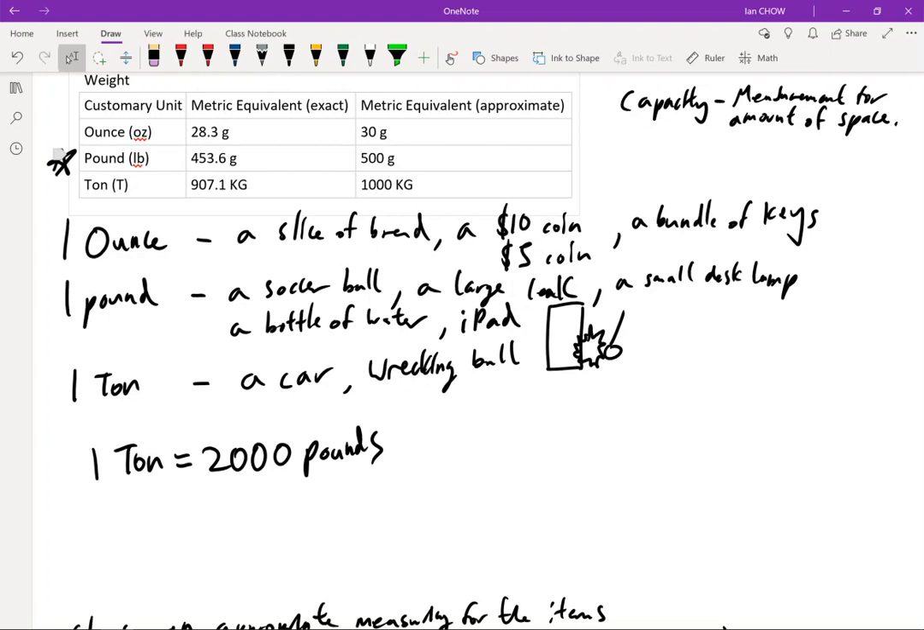That's 1 ton. Next, we have 1 pound. And 1 pound is equal to 16 ounces. So there are these two measurements that we do. 16 ounces is equal to 1 pound, and then 2,000 pounds is equal to 1 ton. So that's how we can relate them to each other.